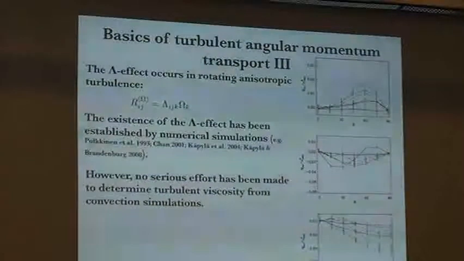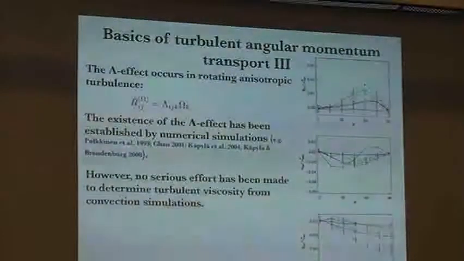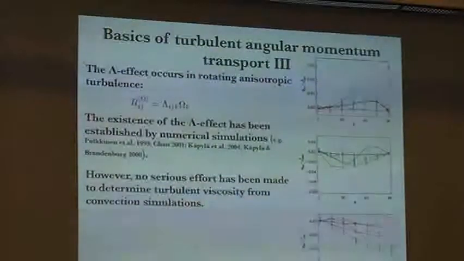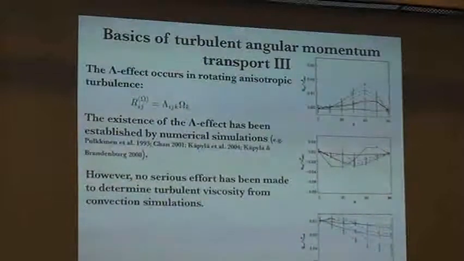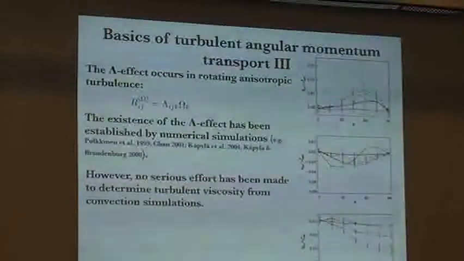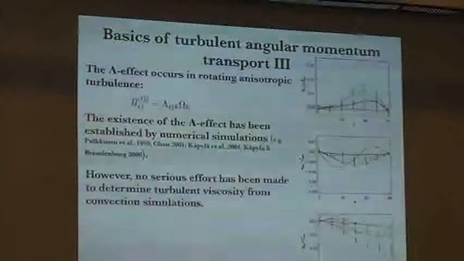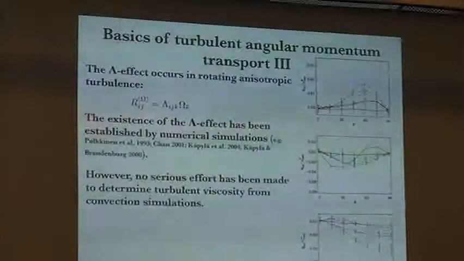And okay, so we know that there is a lambda effect, but we also know that there is turbulent viscosity. But so far there hasn't been really much effort to derive or compute turbulent viscosity from this sort of convection simulations, at least to me. In most of these, or all of these cases, where rotation is imposed, the Reynolds stress is taken to represent only the lambda effect. Probably for simplicity.